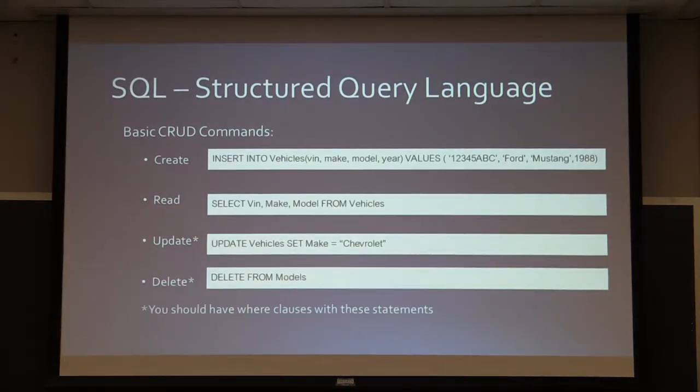The first slide that I have here is just basic CRUD operations, your create, read, update, and delete. So if you want to create a new record in your database, we do that with an insert statement. So it looks like this. Insert into, and then you're going to give your table name, and I use vehicles as my table. So vehicles, and then I listed out the fields that we're going to be inserting our data into. So VIN, make, model, year. And then I listed the values that we're going to actually insert into them. So the 1, 2, 3, 4, 5, ABC is the VIN, Ford is the make, Mustang is the model, and 1988 is the year. All right. And those sets are enclosed in parentheses.